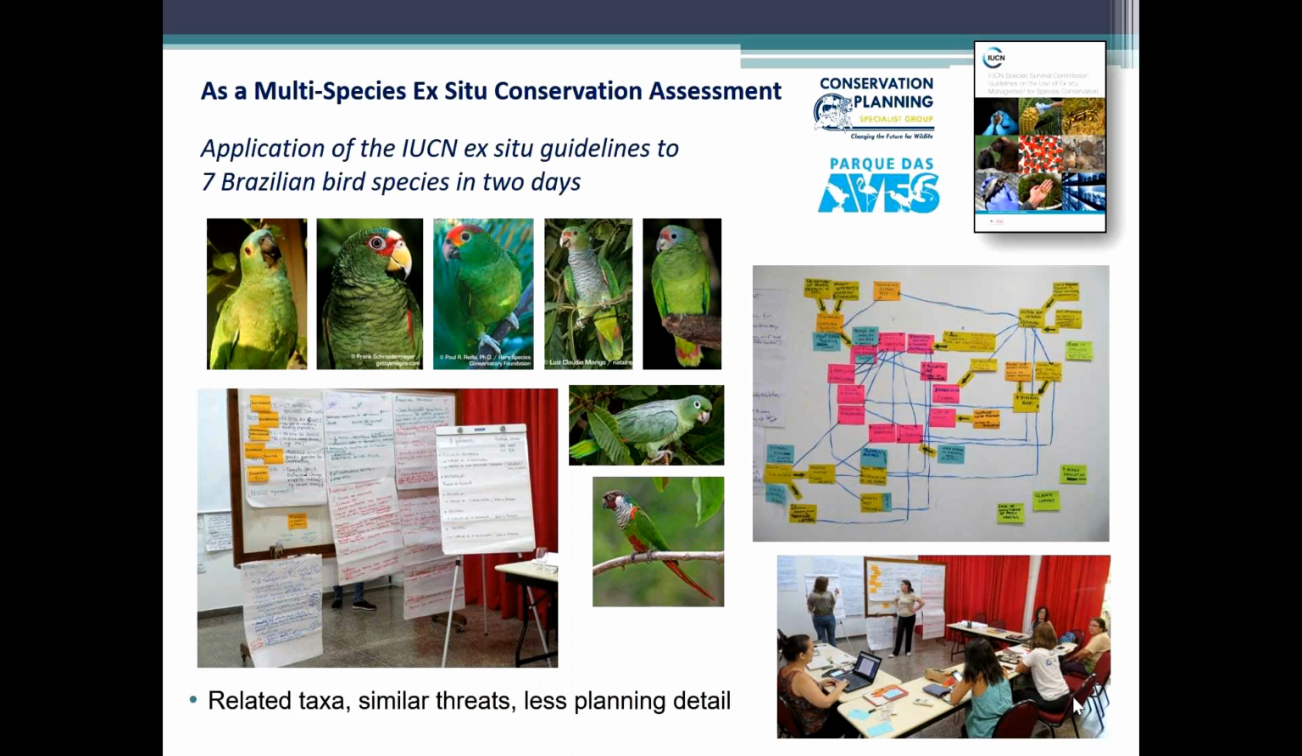But we were able to do this because these were all related taxa with related threats. And so we grouped them together. We did a threat analysis. That's that flow diagram on the right. We looked at all the different things going on in the wild.